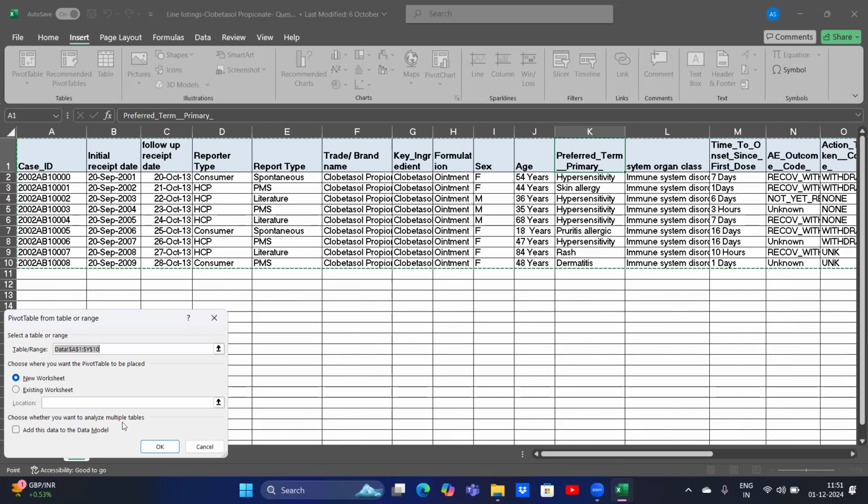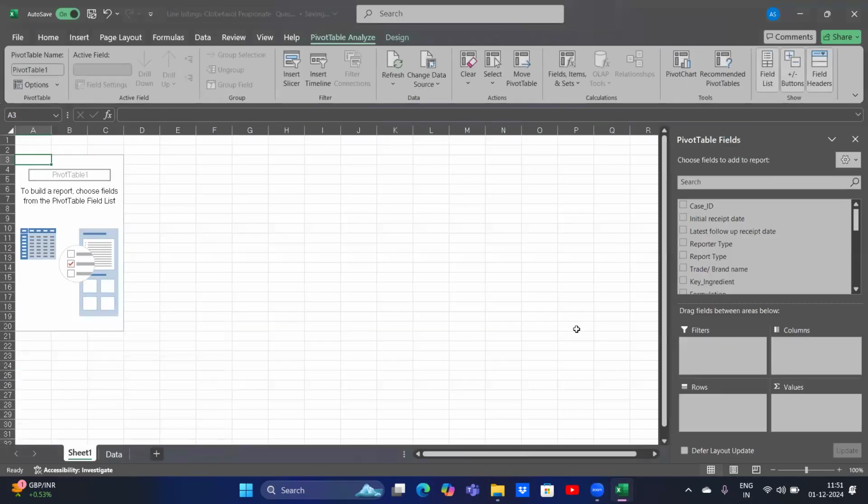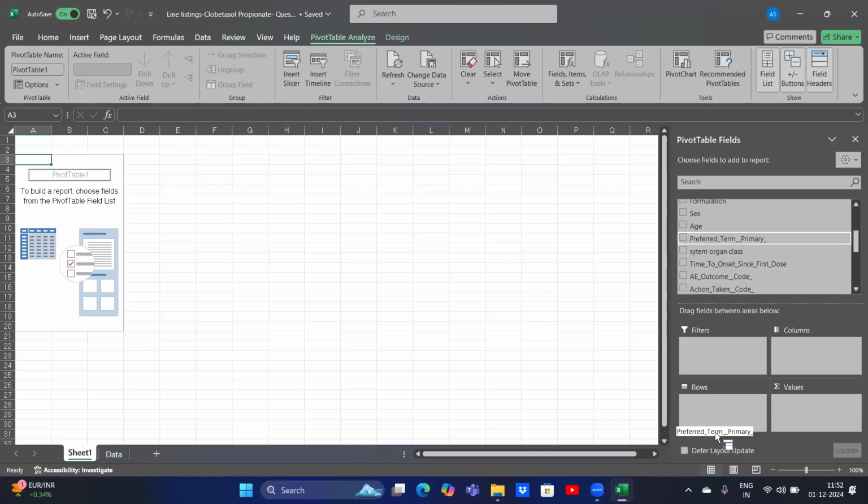So it has covered mostly. So you can put a new worksheet, make it okay. You will get a table here, right? Like I was asking, we have to present the number of PTs. So what was the column for number of PTs? Do you remember what was the preferred term? This one, right? Yes, sir. This was the preferred term. So you can bring it to rows.